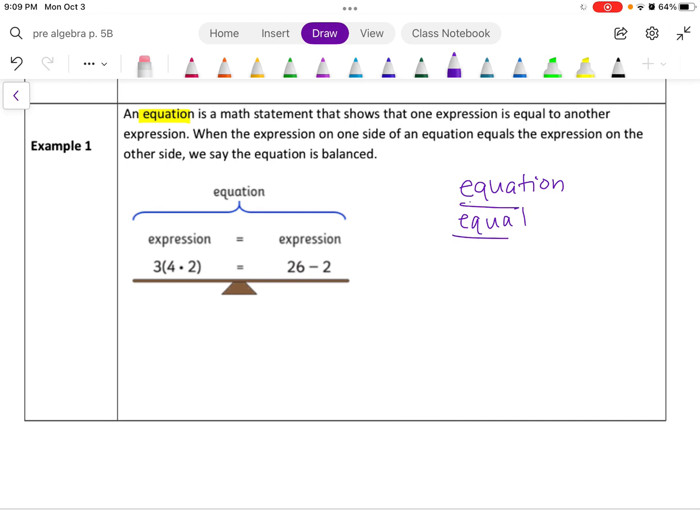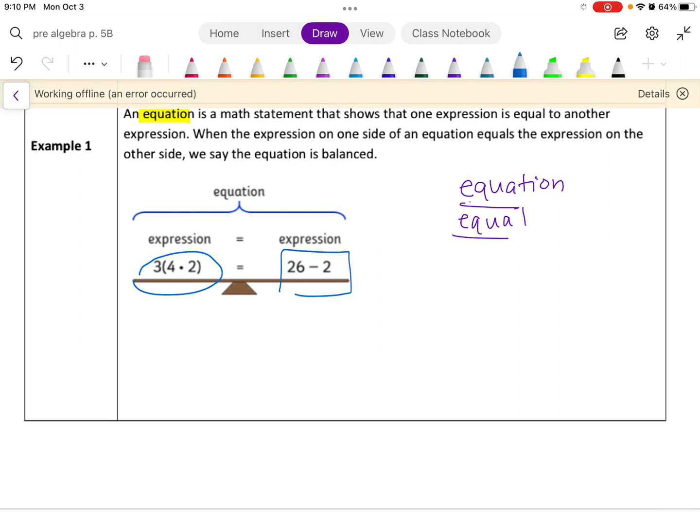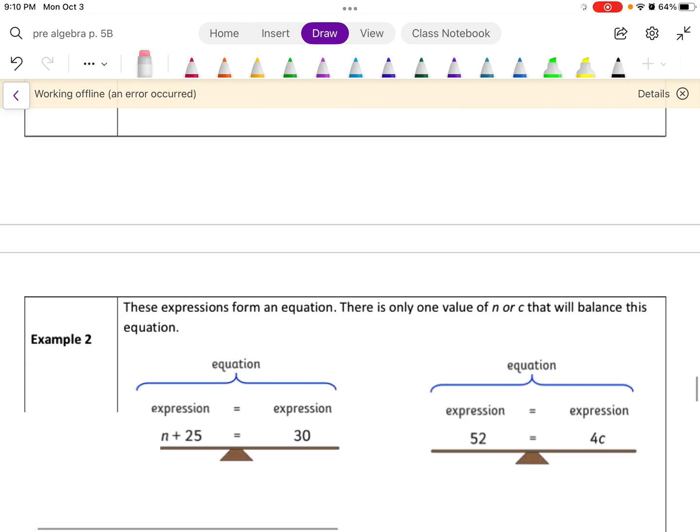Okay? Right, so when we're looking at it, when we're trying to find a value or trying to balance something, that's always our goal. In order for an equation to be true, in order for it to make sense, one side has to be equal or represent the same thing as the other. Again, that's the whole idea behind an equation. So, an expression, remember, like 3 times the quantity of 4 times 2. That's an expression. 6 minus 2. That's an expression. When you put them together with the equal sign, that makes it an equation.